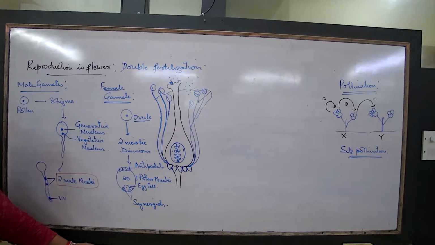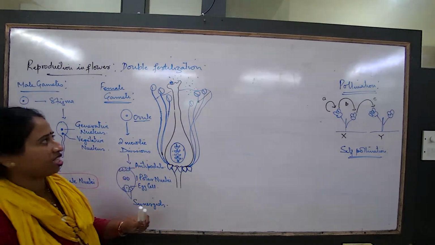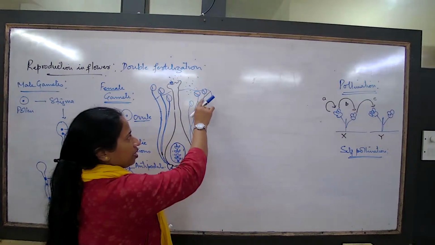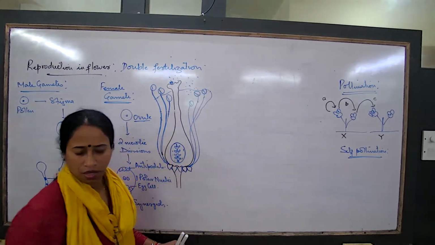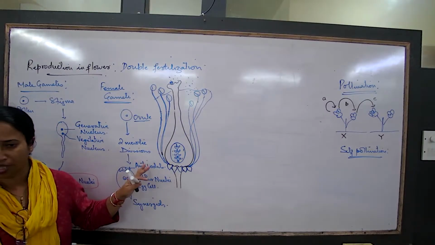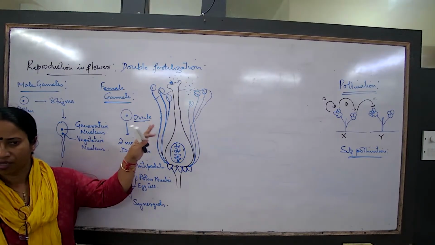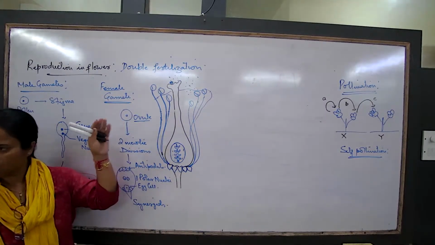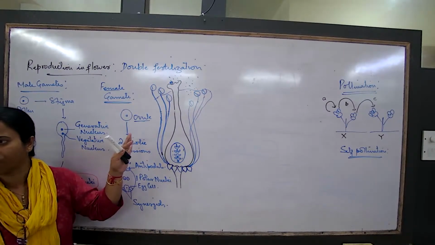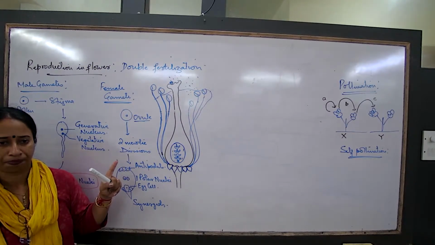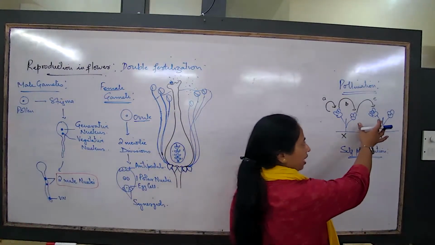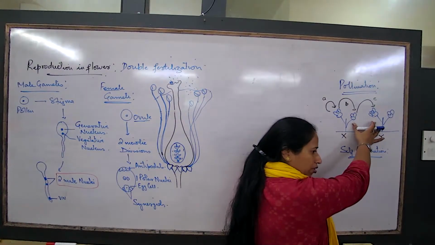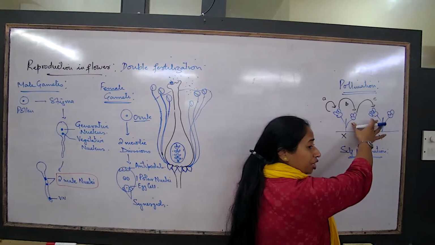Now self-pollination, generally what type of flowers will show self-pollination? Try understanding. For self-pollination, what is needed? The flower should have the male and the female parts both. What type of flower will show self-pollination? One which has both anther and stigma, meaning stamen and carpel. So what type of flowers are these? Bisexual.